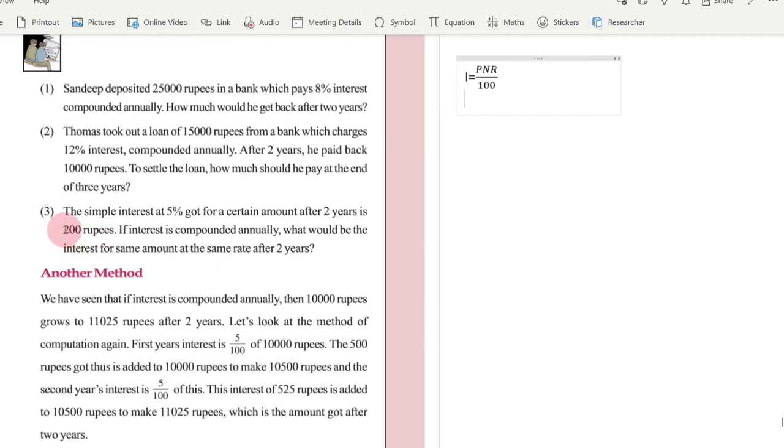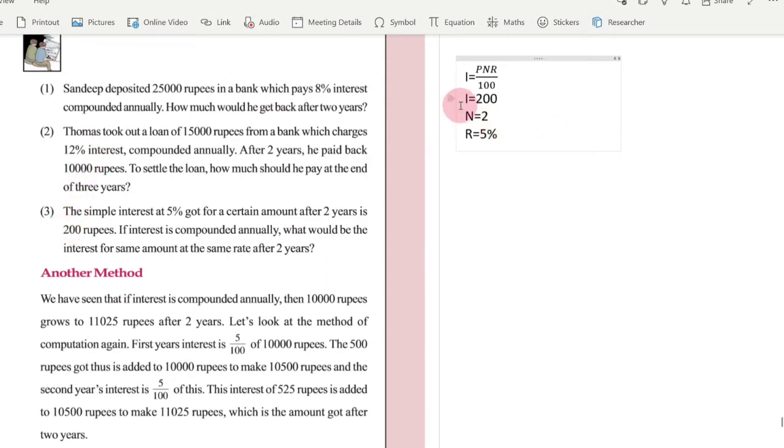So first write down the given things. I is 200 rupees, and what is N here? Yes, N is equal to 2. And what about the rate of interest? Rate of interest R is equal to 5%. 5% means it is 5 by 100.